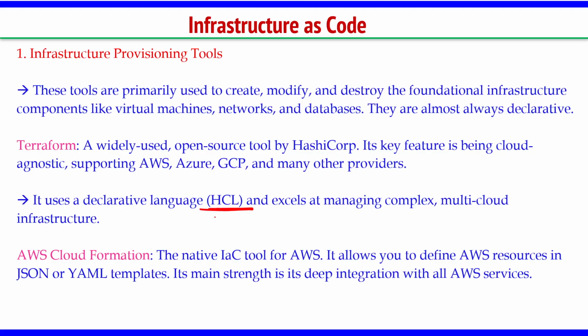Okay, so that is about Terraform. Anyhow, we are going to learn about Terraform in much more detail. Then AWS CloudFormation, the native IaC tool for AWS. This is an AWS proprietary tool. It allows you to define AWS resources in JSON and YAML templates. In the AWS platform, if you log in and see, in a lot of places we are writing policies, we are writing rules, and we are writing them in JSON format, and that is related to AWS CloudFormation.